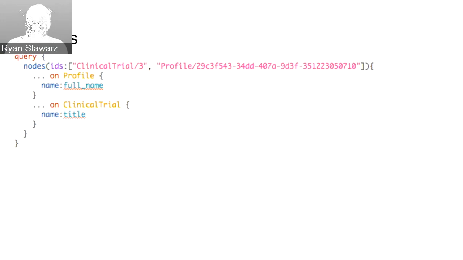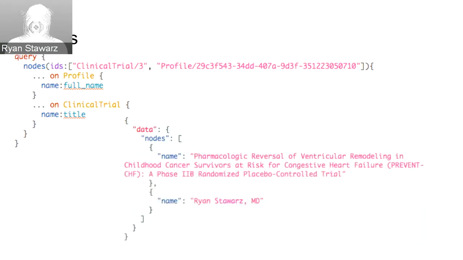is the concept of aliases, which allows you to say, okay, on a profile, give me the full name, but when you return it to me, I want you to call it name. So in my result, I want it to be referenced as name. And the same thing on clinical trial. If I have a clinical trial, give me the field title off of it, but return it to me as name. And you can see this in the results, right?